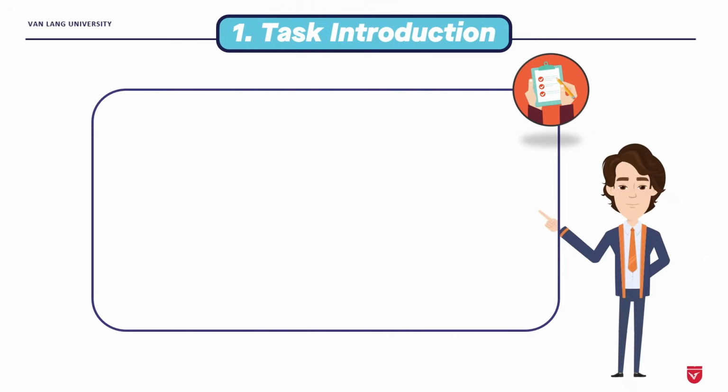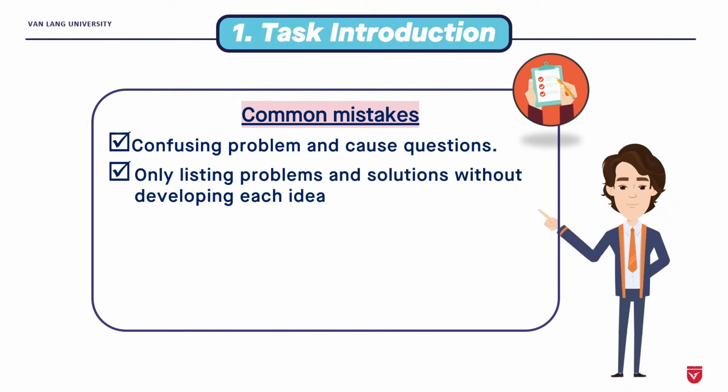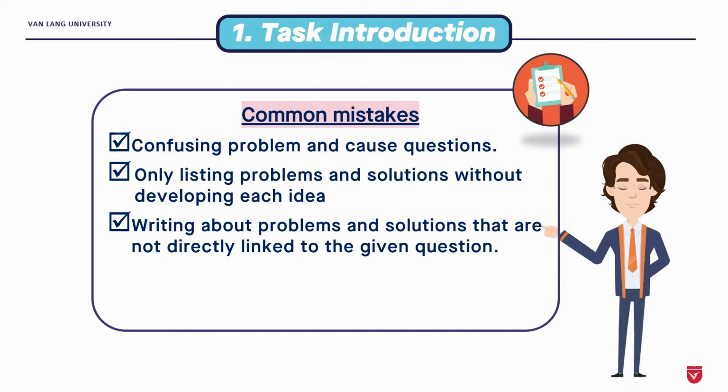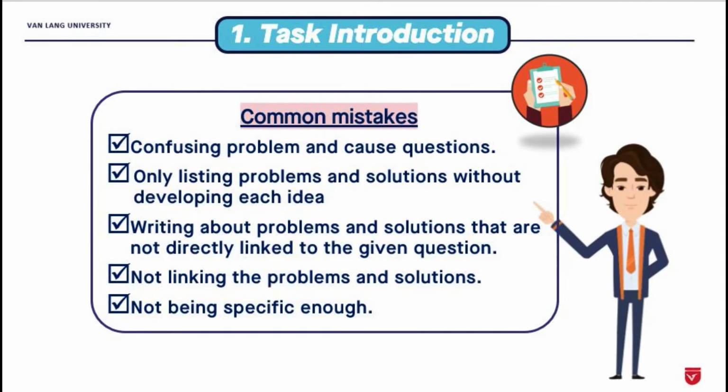These are some common mistakes that you need to be very careful to avoid. First, read the prompt carefully so that you don't get confused between problems and causes questions. Second, always develop your ideas fully instead of just listing them. Also, what you write needs to be directly linked to the question. And don't forget to link the problems or causes with the suggested solutions. Finally, your explanation needs to be specific enough to support your ideas.